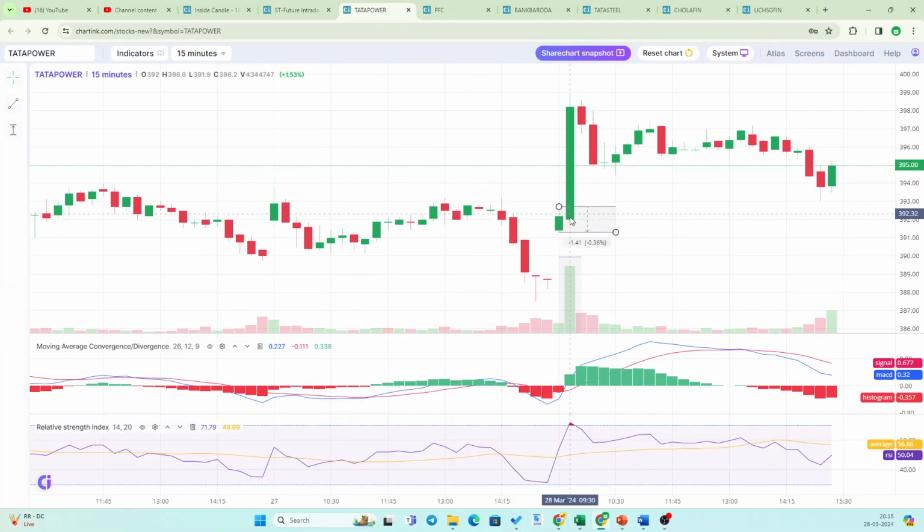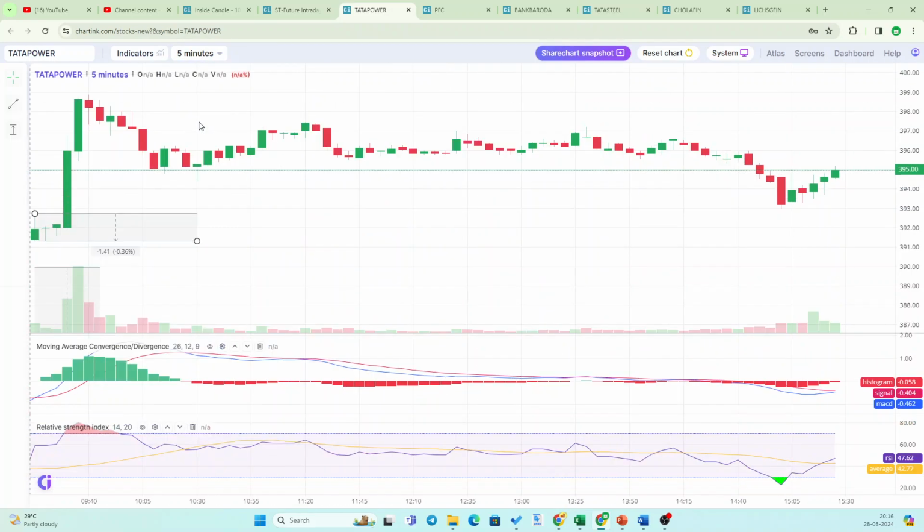Then Tata Power. In Tata Power also the first candle is a small candle. Actually the second candle itself has given. On the second candle we are entering here, that is 392. The second candle itself has gone to 398. Here we'll have to see: once we mark on the 15-minute candle, we can change the time frame to 5 minutes, so that we can put the trailing stop loss in 5 minutes. As every candle moves, if you are putting the trailing stop loss in 5 minutes, it will be easy for you to check.